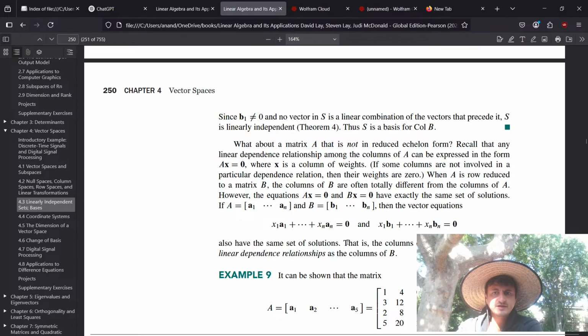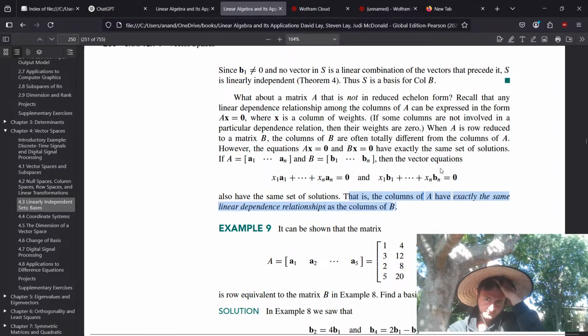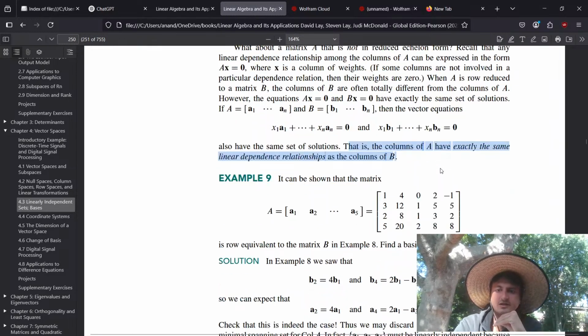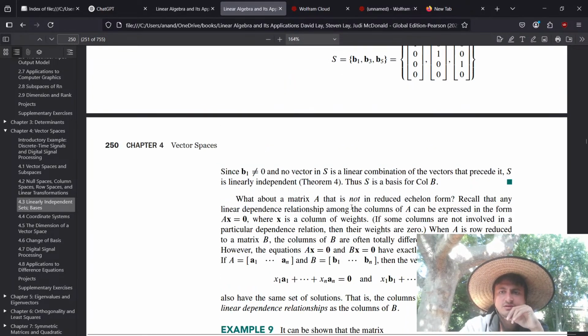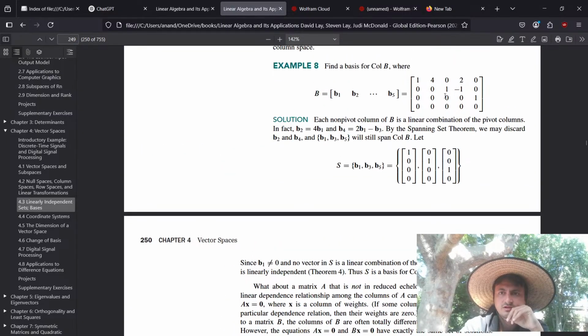The columns of A have exactly the same linear dependence relationships as the columns of B, where B is what, the row reduced? Yeah, the row reduced. It can be shown that the matrix A is row equivalent to the matrix B, this one.